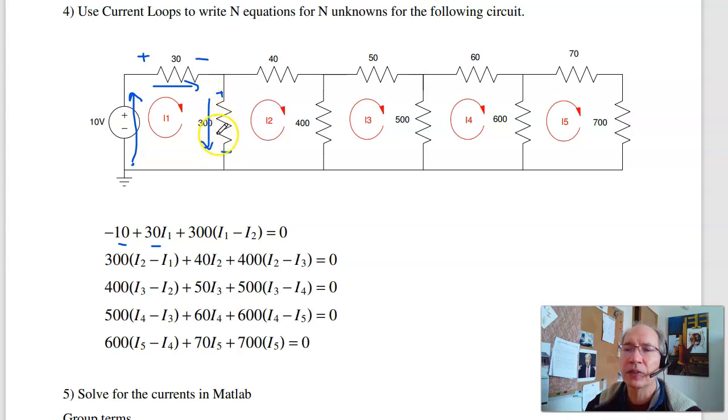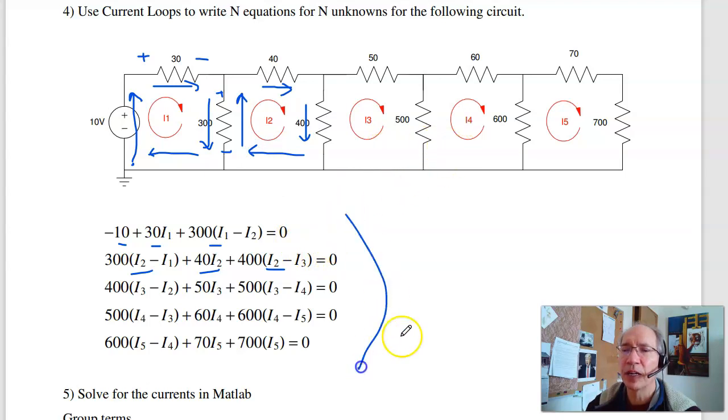That's 300 times the current going down. The current going down is I1 minus I2. And I'm back where I started. That equals 0. Around loop I2, I go up. That's 300 times the current going up, I2 minus I1, plus 40 times I2, plus 400 times the current going down, I2 minus I3, and I'm back where I started, equals 0. Likewise for loop 3, 4, and 5, and there's your loop equations.